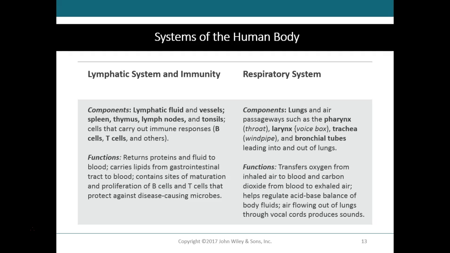All right, so the functions of the respiratory system are gas exchange. So bringing oxygen into the body and exhaling CO2 from the body. It also helps to regulate acid-base balance and to cause sounds, as our vocal cords that are housed in our larynx have air moving across them. Again, we'll study more about this as we continue to go through.